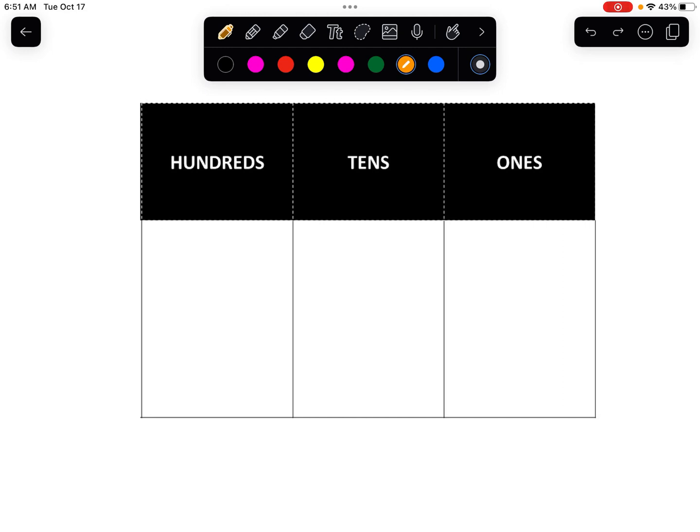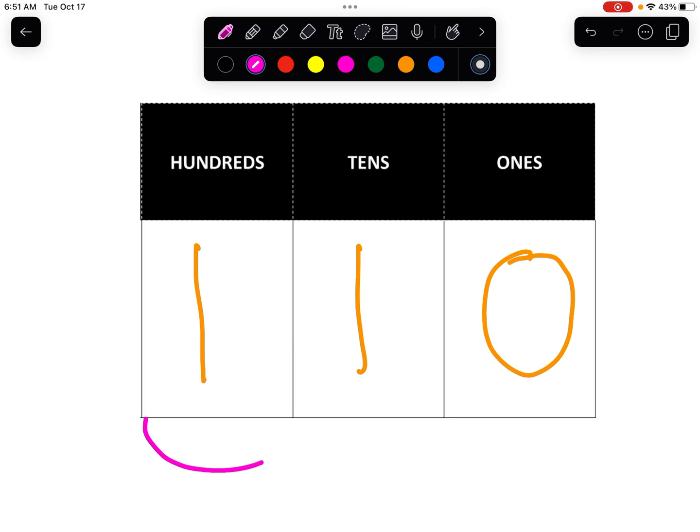Let's do this one in orange. Okay, now remember, you're going to do the number that's in the 100 spot and say that number and then 100. Then you're going to say this part. 110. That's the number.